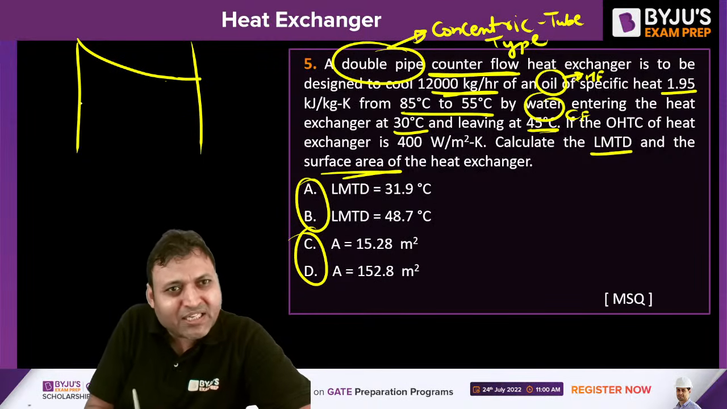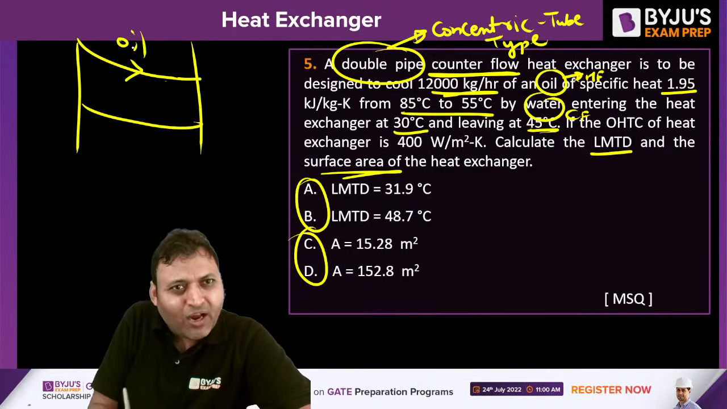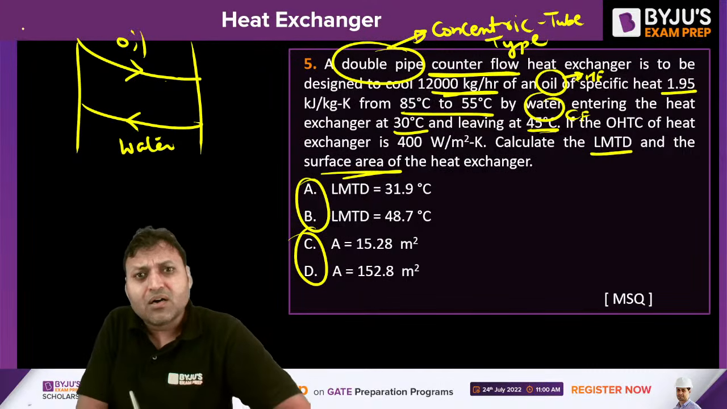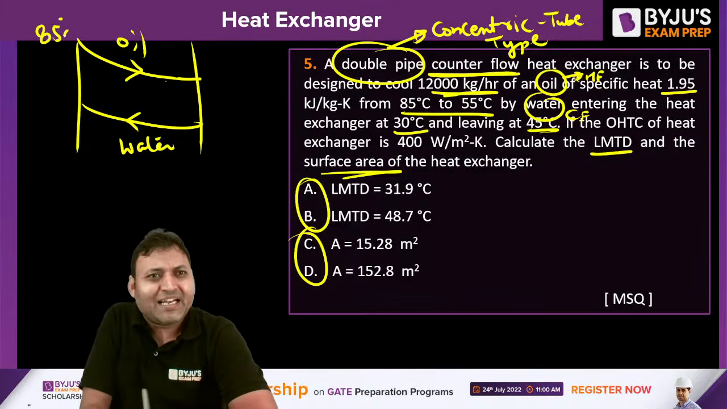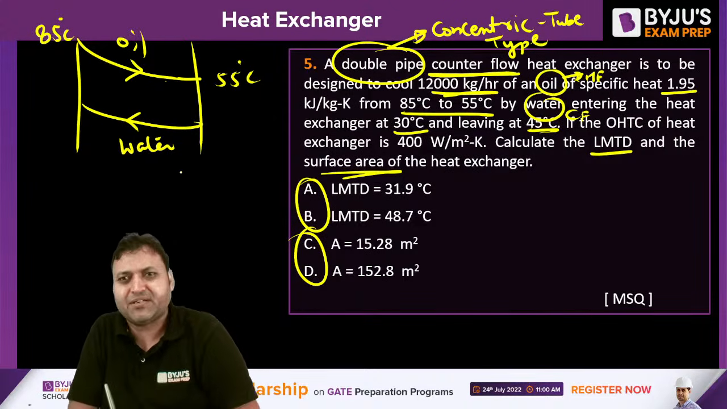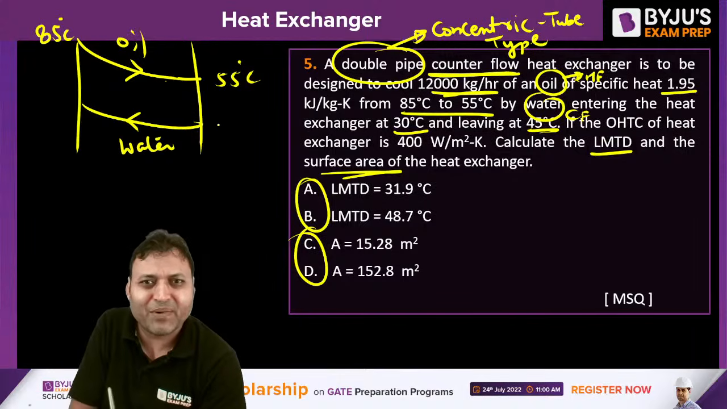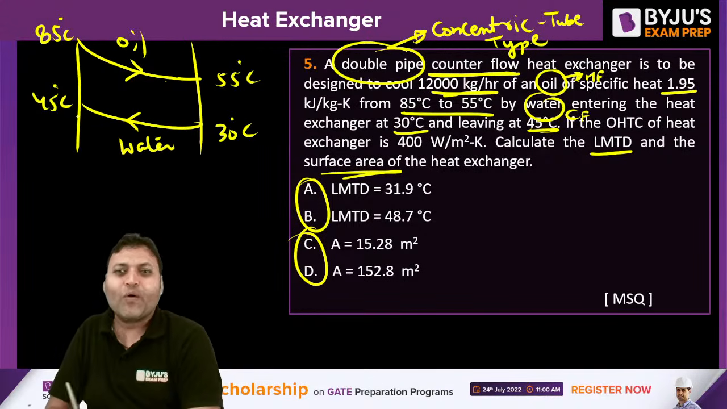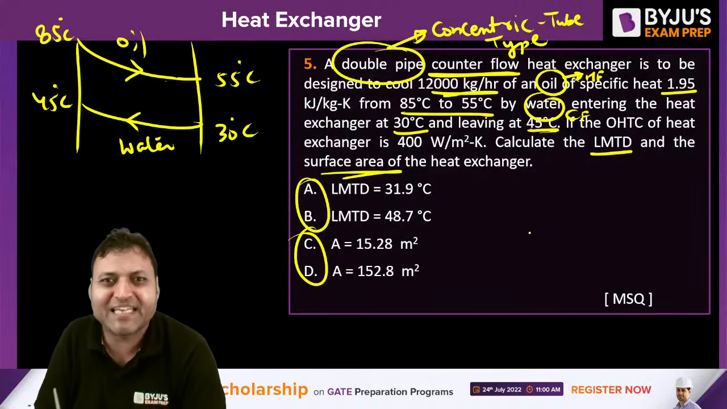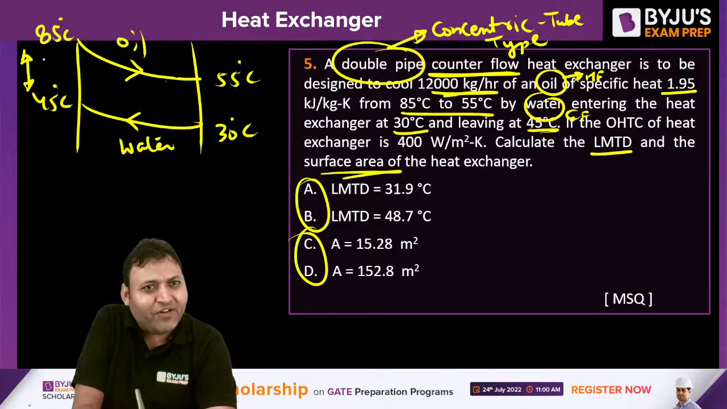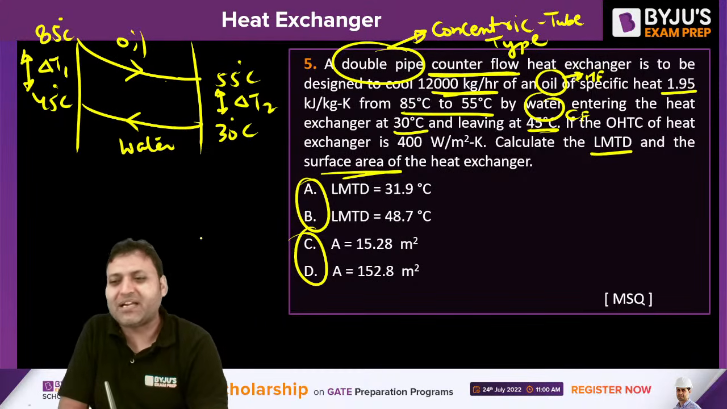If we draw the temperature profile, hot fluid is oil and cold fluid is water. 85 is the inlet temperature of the hot fluid, and 55 degrees Celsius is the outlet temperature. And water is having the inlet temperature of 30 degrees Celsius and outlet of 45 degrees Celsius. If the overall heat transfer coefficient of the heat exchanger is 400, calculate the LMTD. For calculating the LMTD, we need all the terminal temperatures.